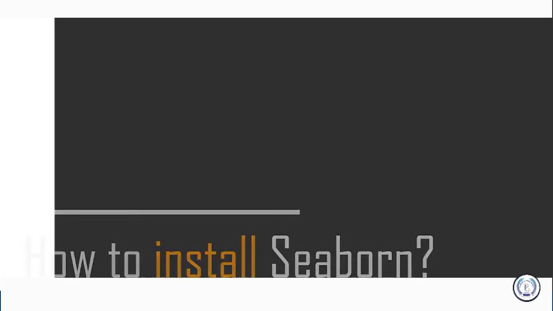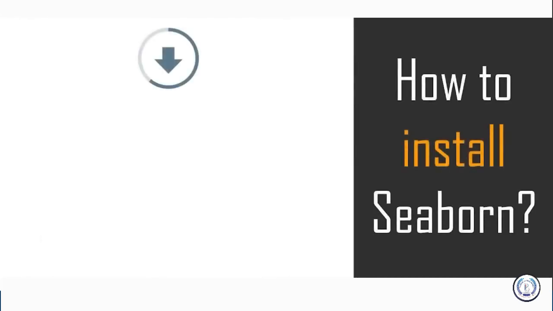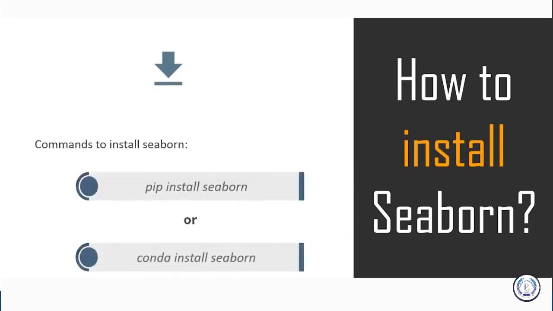Now that you have an idea about Seaborn, let's move on to see how you can actually install this library. To install Seaborn, you can use the simple pip install seaborn command, or if you are using an Anaconda platform, you can just go to the Anaconda prompt and type conda install seaborn. Since I already have it installed over here, I'm not going to redo it again.